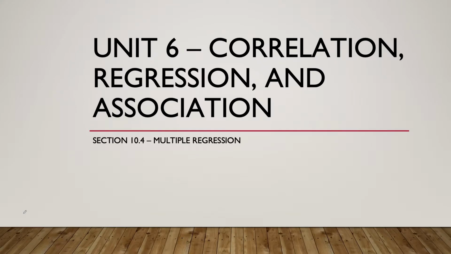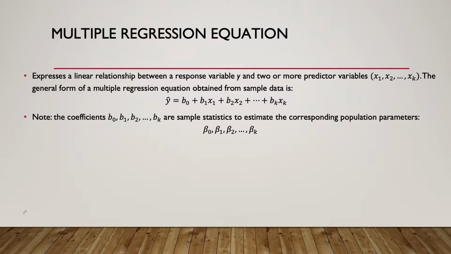Section 10.4 is multiple regression. The multiple regression equation expresses a linear relationship between a response variable y and two or more predictive variables x sub 1, x sub 2, all the way up to x sub k, where k is the number of predictive variables.